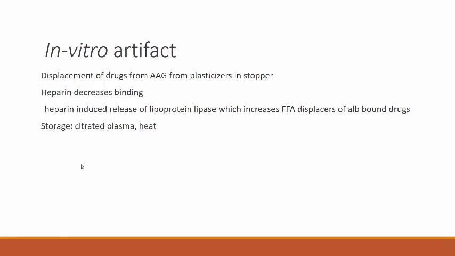Also heparin: many of these tubes have heparin in them so that the blood collected in the tube won't clot. Heparin itself will decrease binding. It can induce the release of lipoprotein lipase and increase free fatty acids, which will displace albumin-bound drugs. I don't think you need to memorize that. Just know don't use a heparin tube if you're trying to determine binding. You also have to be careful that you don't use heat or citrated plasma.